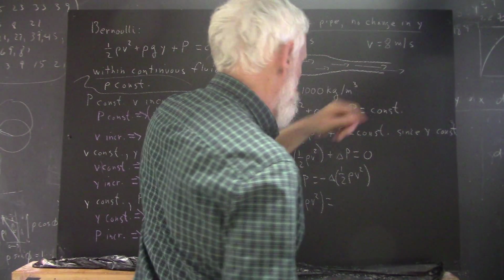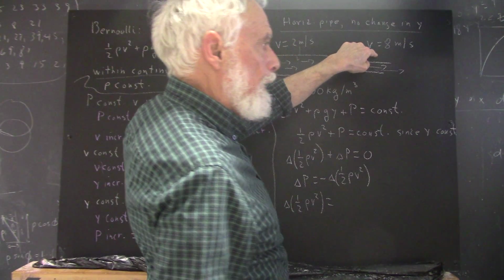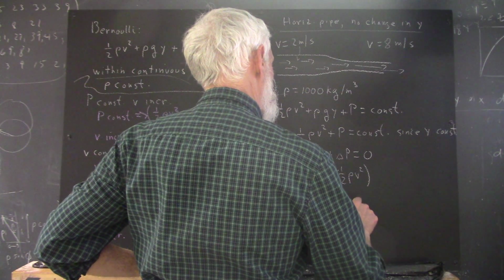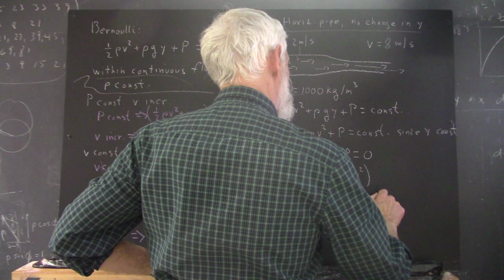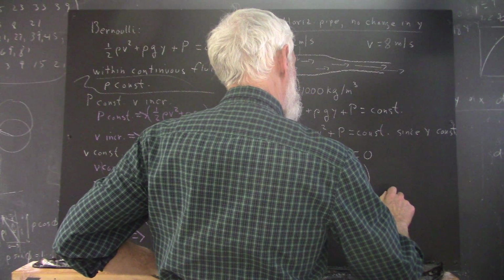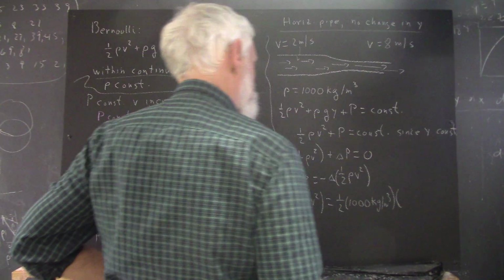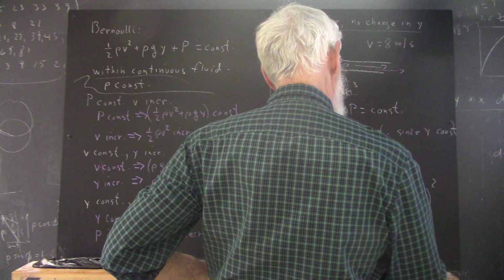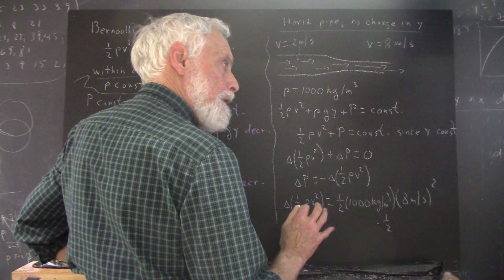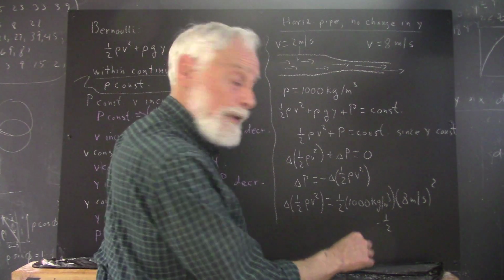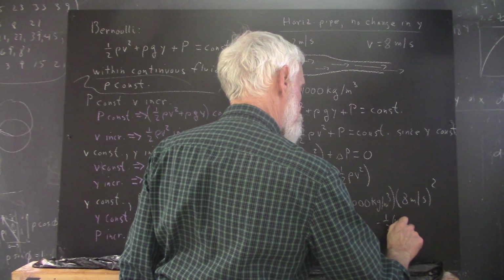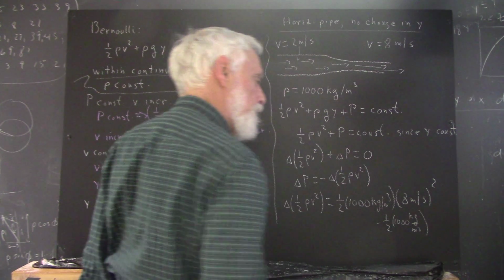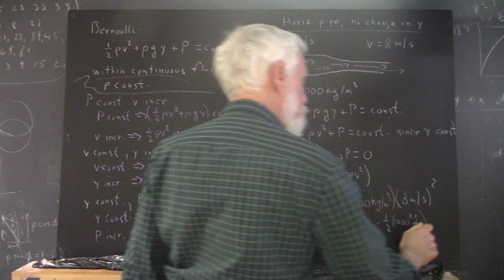From here to here, well, the change from here to here is the value here minus the value here. So I'm going to say that's 1/2 of 1,000 kilograms per cubic meter times 8 meters per second quantity squared minus the same thing, but now writing a little smaller here because you know what I'm going to write: 1,000 kilograms per cubic meter times what? Times the 2 meters per second we have here.